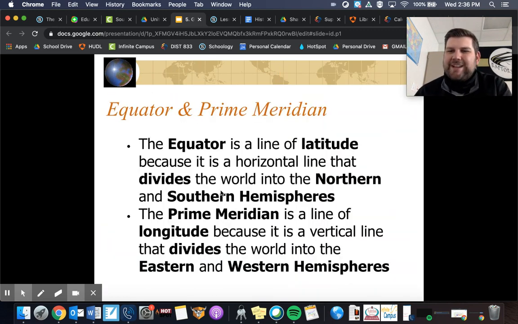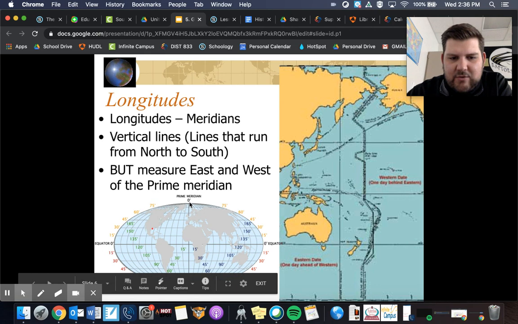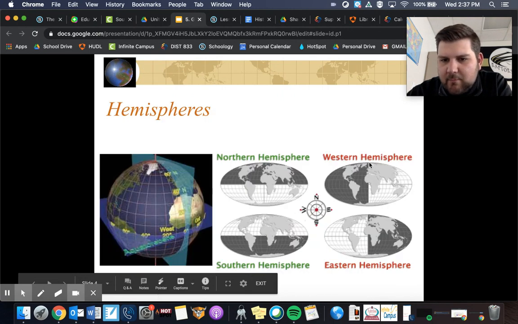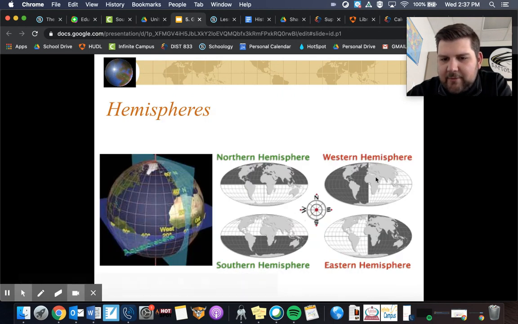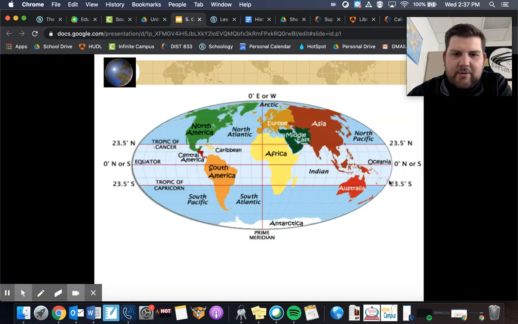The prime meridian is a vertical line, therefore it is a line of longitude, the long way, and it divides the world into the eastern and western hemispheres. You can see the prime meridian right here. We've got the western hemisphere and the eastern hemisphere. Again, really important to know.